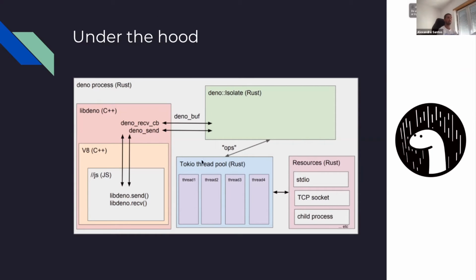Then it uses Tokio, which is a thread pool in Rust, to do the same exact job as the event loop. And of course, these threads in the thread pool are the same thing as the event loop, which connect to stdio, TCP sockets, to processes, and so on. So the biggest difference here is this message passing channel, which is the only connection from V8 to the exterior, and it just sends buffers back and forth.